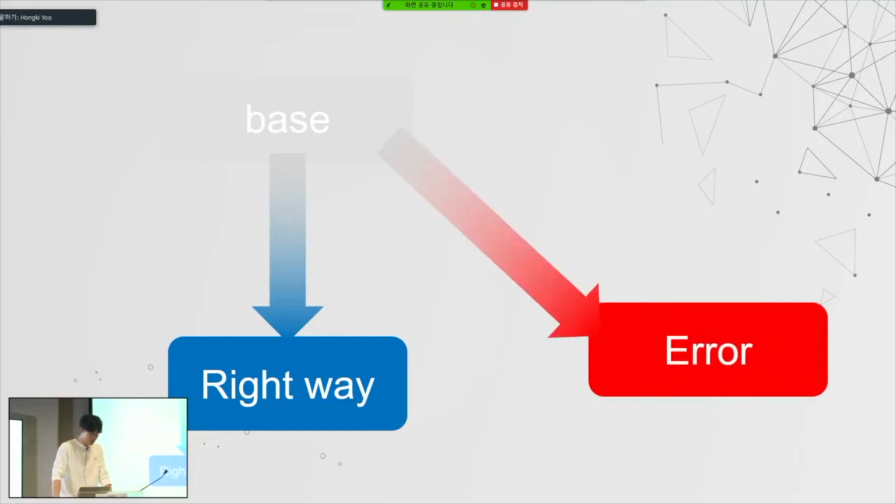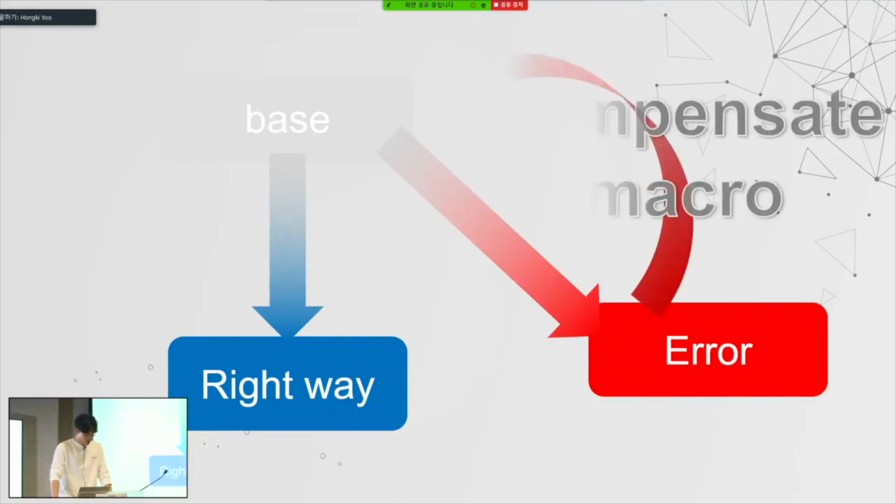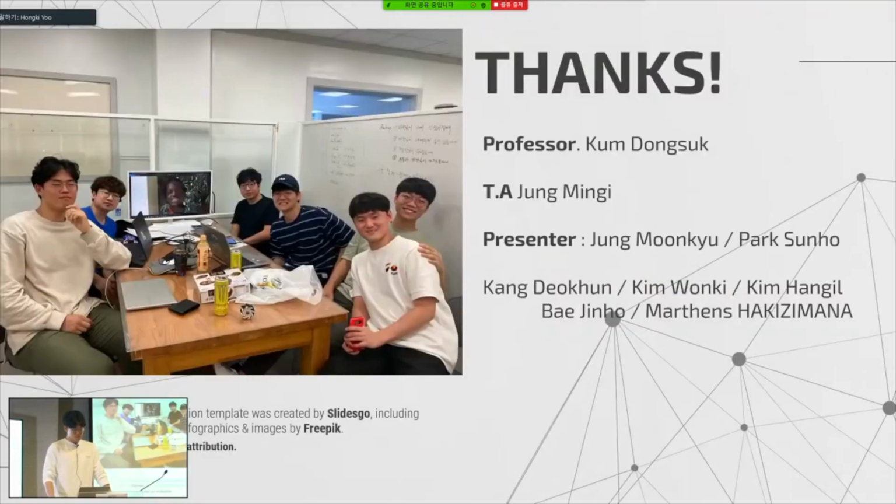So even if this is the right way, there could be an error. We spent a lot of time to catch this unexpected error. We modified our code to avoid this error, and we also made a compensate macro as introduced before. And this is all of our presentation, and thank you for listening.